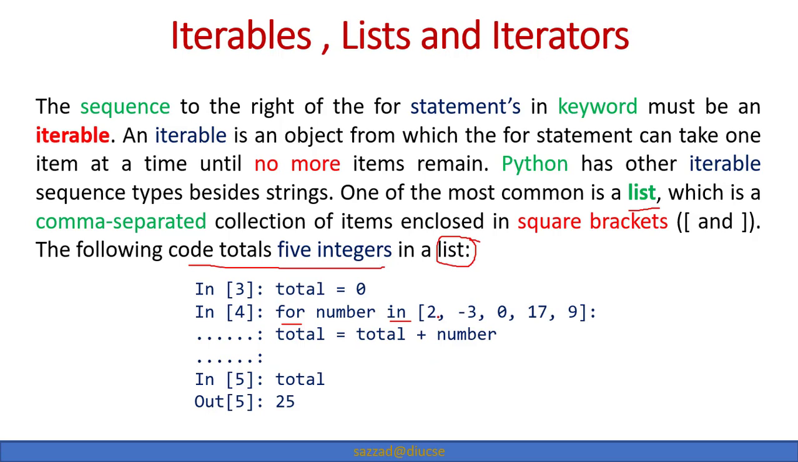First of all, it will add 2 with 3, and then it will add 0 with the result, and then it will add 17 with the result, and then it will add 9 with the result. And that's how the whole list of items will be added, and the summation of all those items will be accumulated in total, and that's how we provide the summation of a list.